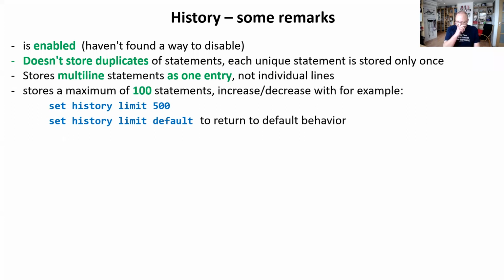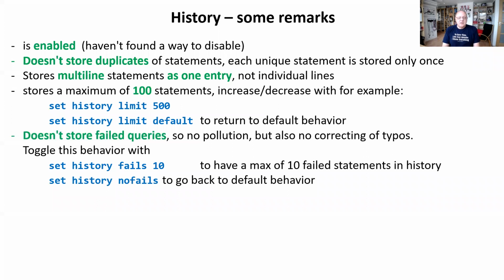By default, 100 statements will be stored in your history, but you can increase it with set history limit. Failed queries by default are not stored in your history, and that can be an advantage if you like it, because you don't get silly queries in your history.